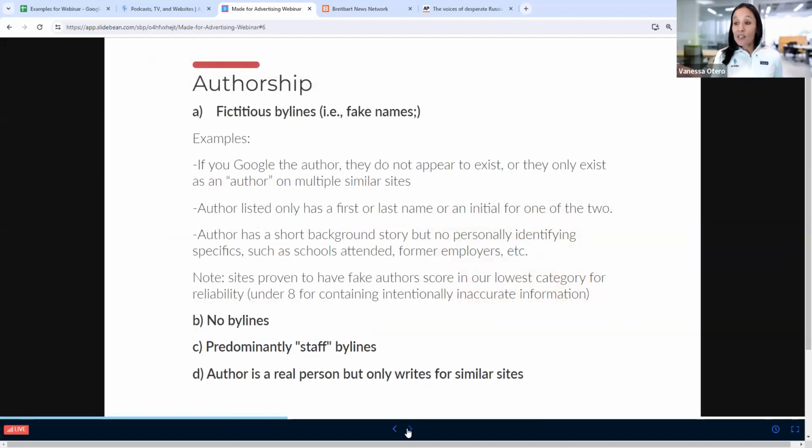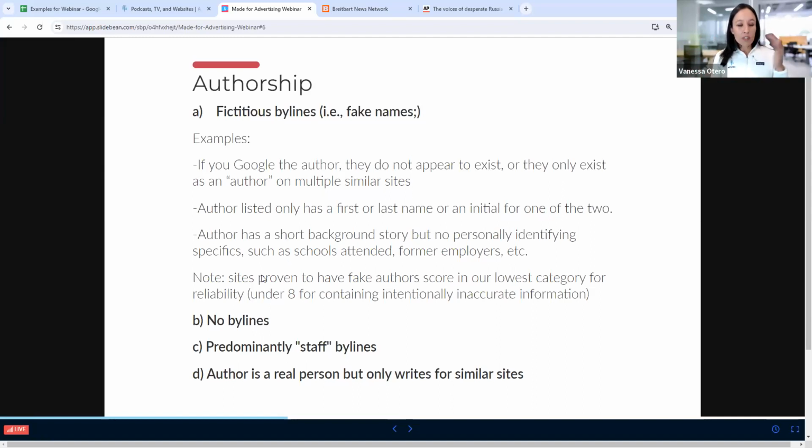All right, so here's one of the factors, the first one: authorship. I'll run through these sub-factors, and then I'll go into the examples. We see a lot of fictitious bylines, fake names. And how we find that is, we Google the author, and they don't appear to exist, or they only exist as an author on other sites. Sometimes it's listed as just a first or last name, or it only has an initial. Sometimes they have a short background story, but it doesn't seem real.